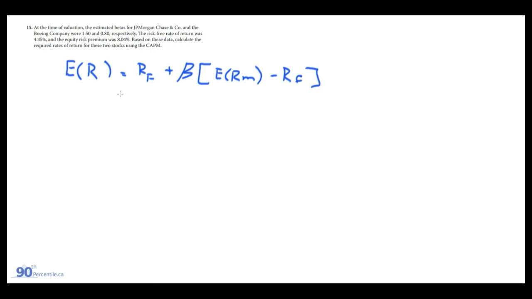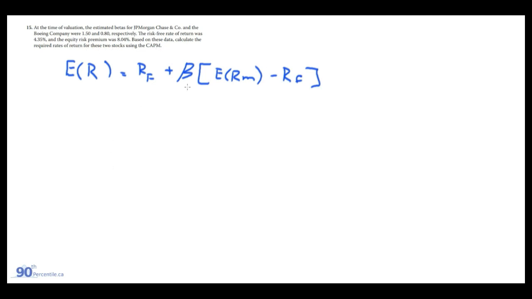At the time of valuation, the estimated betas for JP Morgan and the Boeing company, finally got some real company names. So we have betas of 1.5 and 0.8 for each. The risk-free rate of return was 4.35%, and the equity risk premium was 8.04%. Based on these data, calculate the required rates of return for the two stocks using the CAPM model.